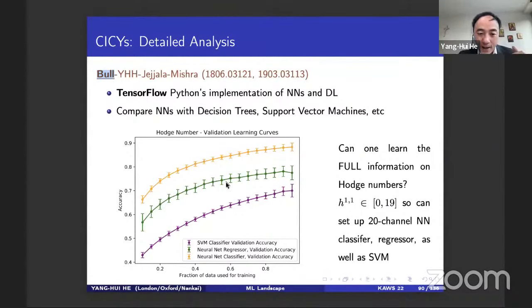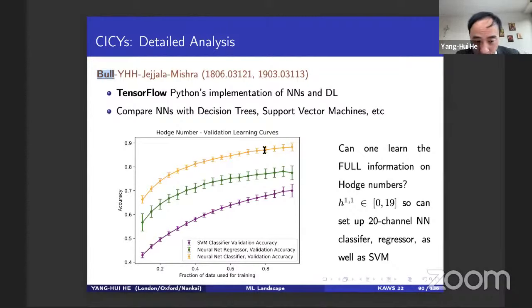So he made this into comparisons between support vector machine classifiers, neural net regressors, and neural net classifiers, just like you think, but in a 20-way classifier, right? Because my H11s go from 0 to 19, and we're not just doing simple classification estimates, but we actually want to get the H11 value, and you can see that.